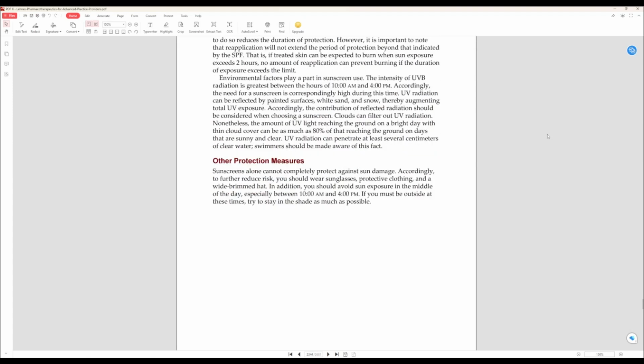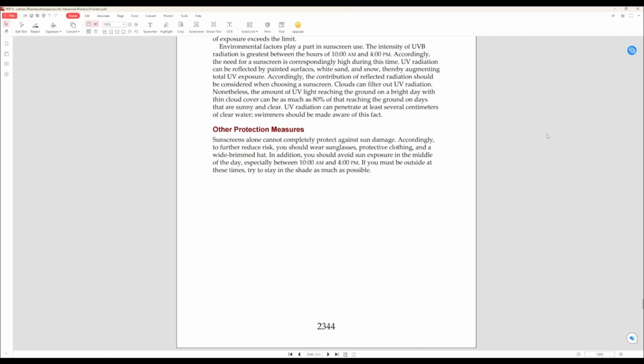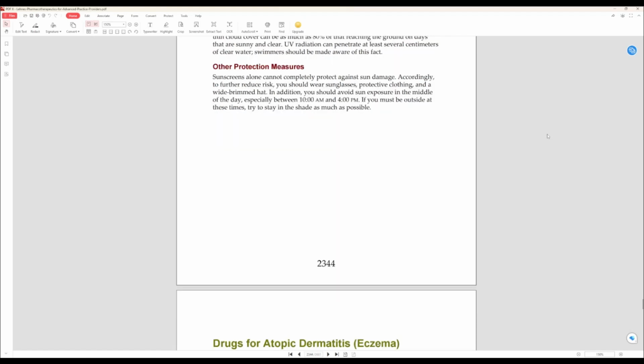Which now brings us to other protection measures. Sunscreens alone cannot completely protect us against sun damage. Accordingly, further risk reduction measures need to be put in place. You should wear sunglasses, protective clothing, and a wide-brimmed hat. In addition, you should avoid sun exposure in the middle of the day, especially between 10 and 4 p.m. If you must be outside at these times, try to stay in the shade as much as possible.